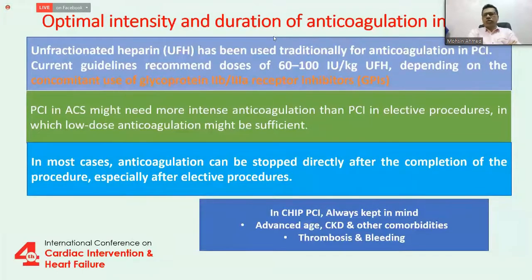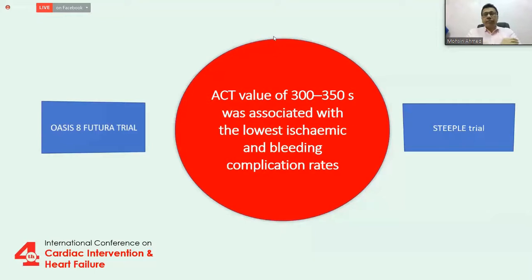In most cases, we can stop the anticoagulants; there is no need for anticoagulants after the procedure, because there is a chance of bleeding. Keep this in mind in your cath labs. Always in the cath lab, you should be concerned about the ACT value. The trials OASIS 8, FUTURA, and STEEPLE show that an ACT of 300 to 350 seconds is sufficient to maintain the lowest ischemic, bleeding, and complication rates.